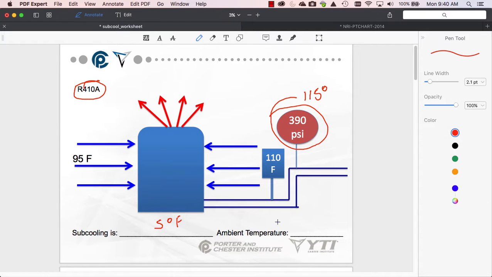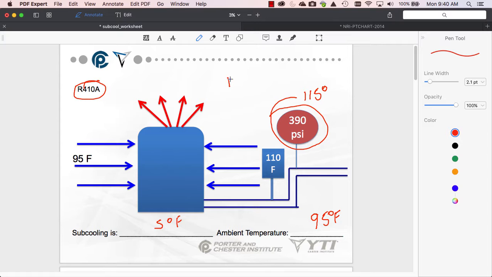Now, every one of these worksheets also asks you for ambient temperature. Ambient temperature is the air coming into the condenser. So in this case, basically it's 95 degrees. Why do I care about ambient temperature? Because my condensing temperature, which is this number there, should be about 30 to 35 degrees above ambient temperature.